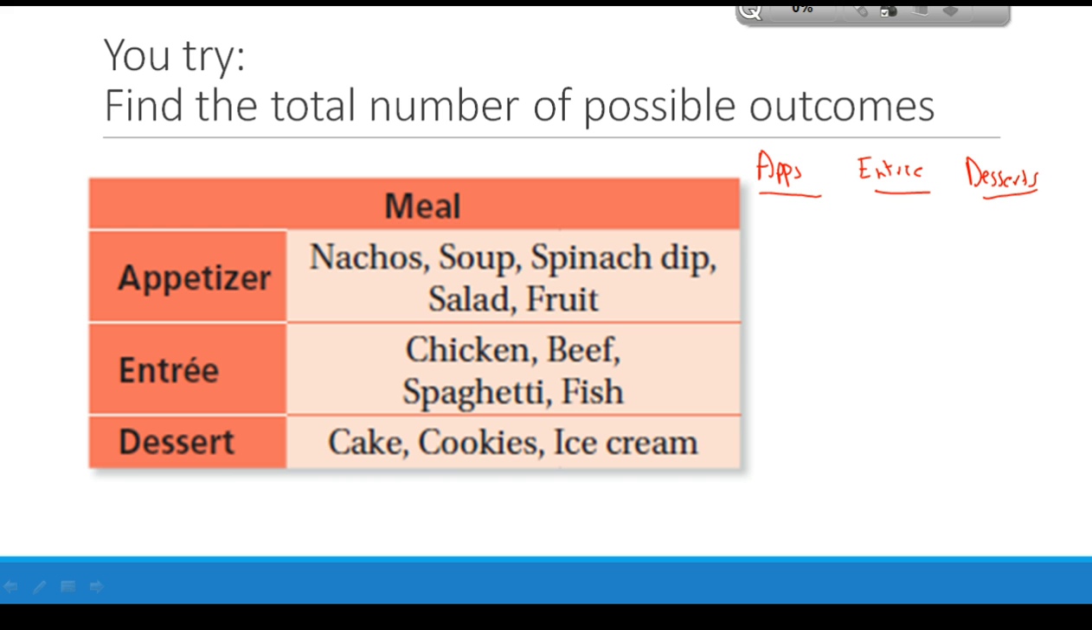So there's 3, 4, 5 appetizers, right? 1, 2, 3, 4, 5, yep. And for the entrees, we have chicken, beef, spaghetti, or fish, so that's 4. And then we have 3 desserts, cake, cookies, and ice cream. So that's 5 times 4, which is 20, times 3, which is 60. So there would be 60 outcomes.